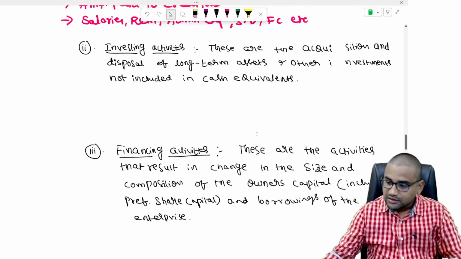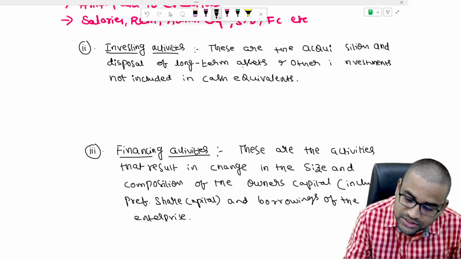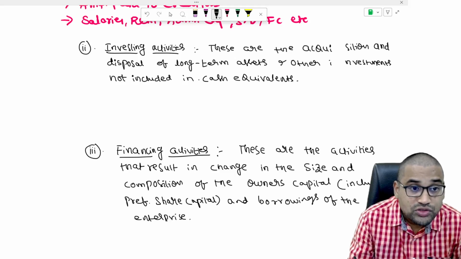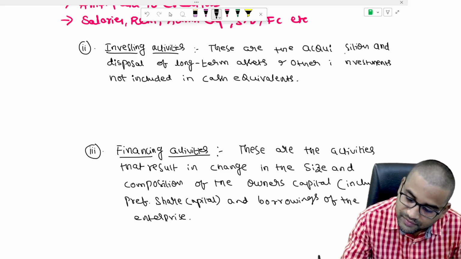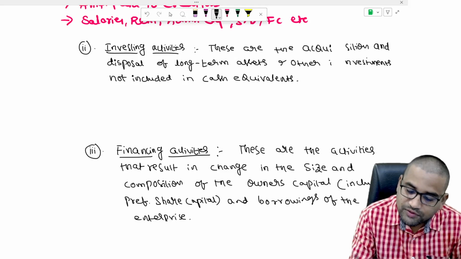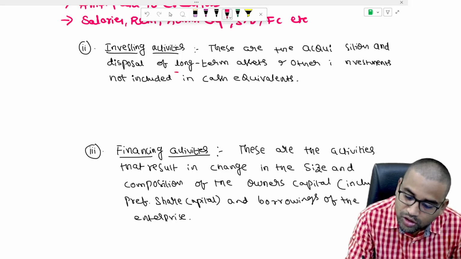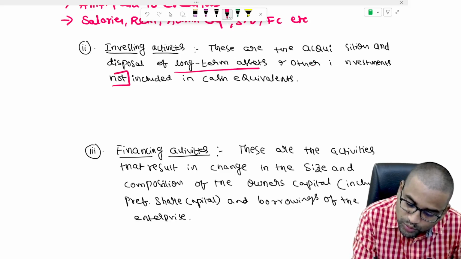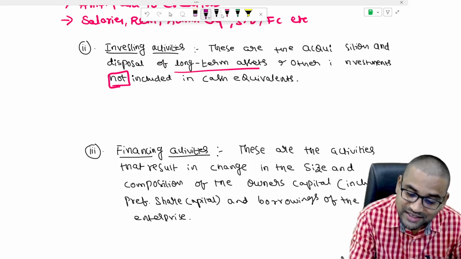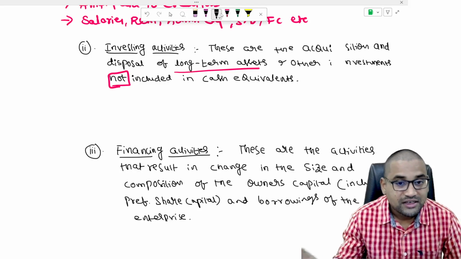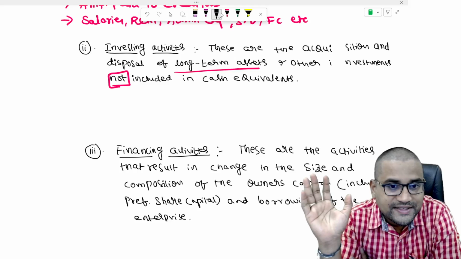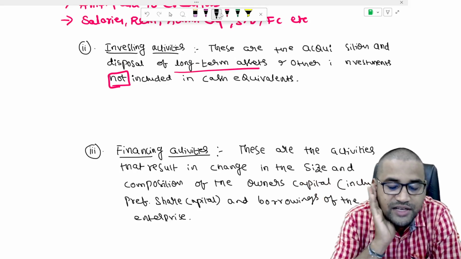See, important. Investing activities are relating to acquisition and disposal of long-term assets, important, long-term assets and other investments not included in cash equivalents. That is what I said in the definitions part. Listen, investing activities, which items will come? Simple. All asset related transactions like purchase of asset, sale of asset come in investing activity.